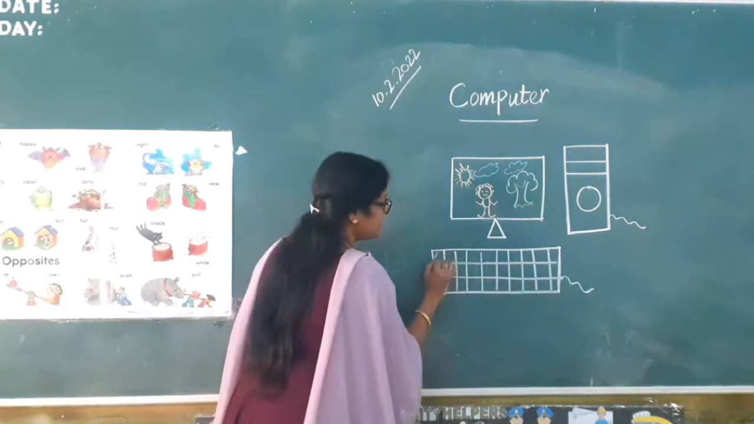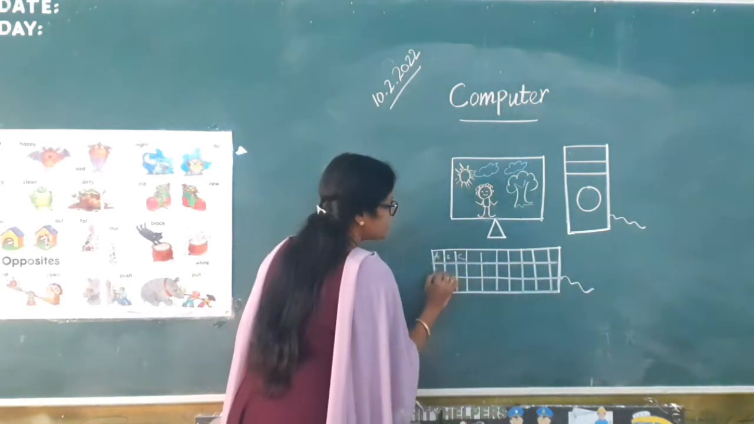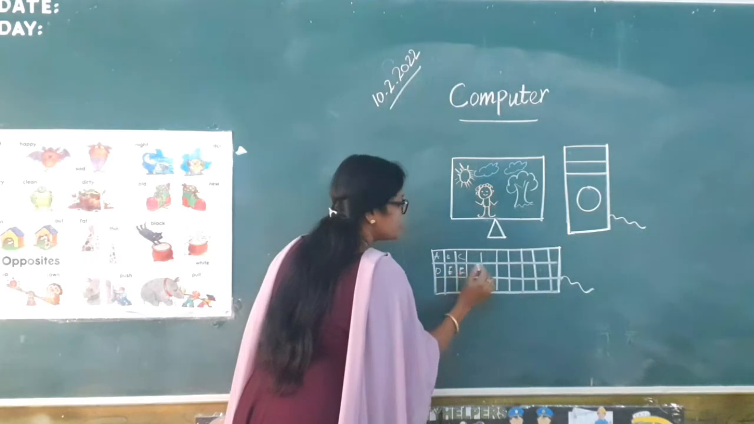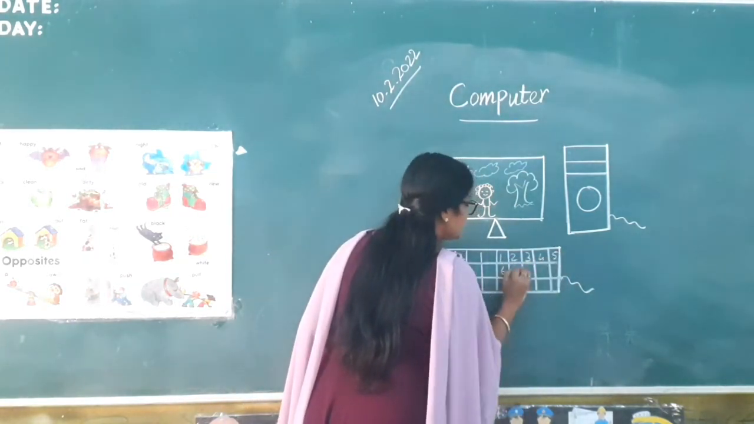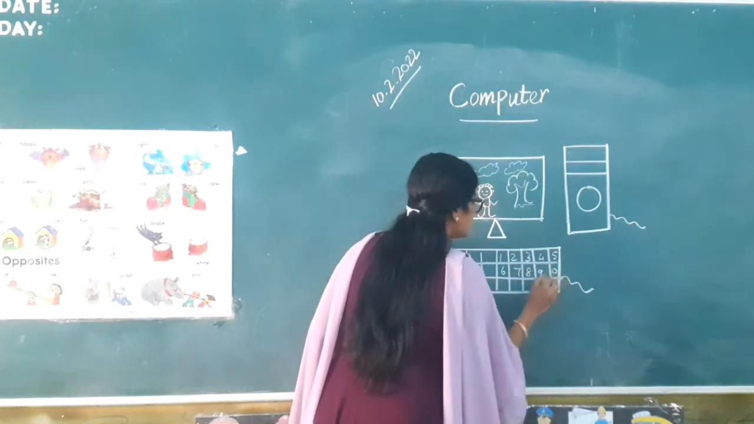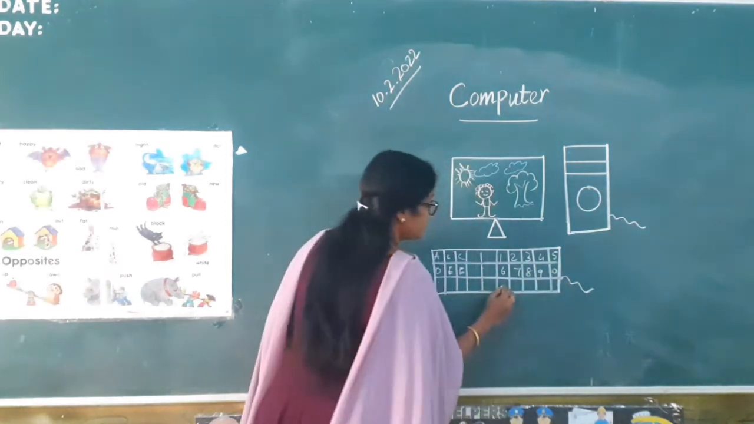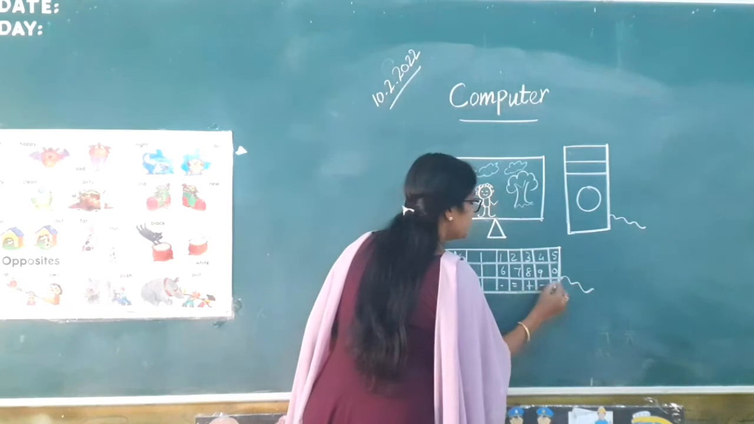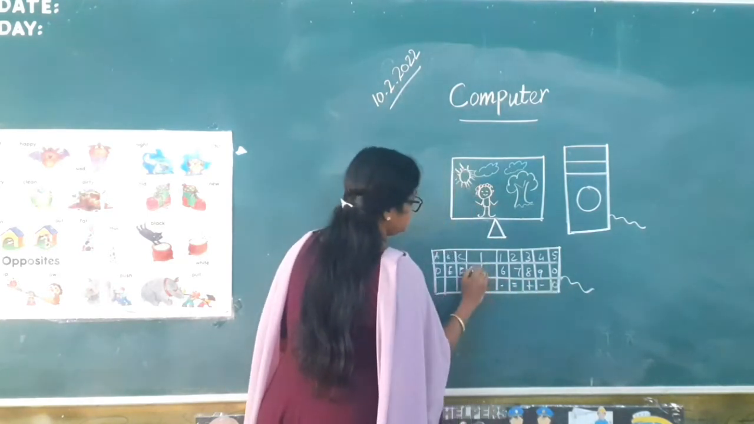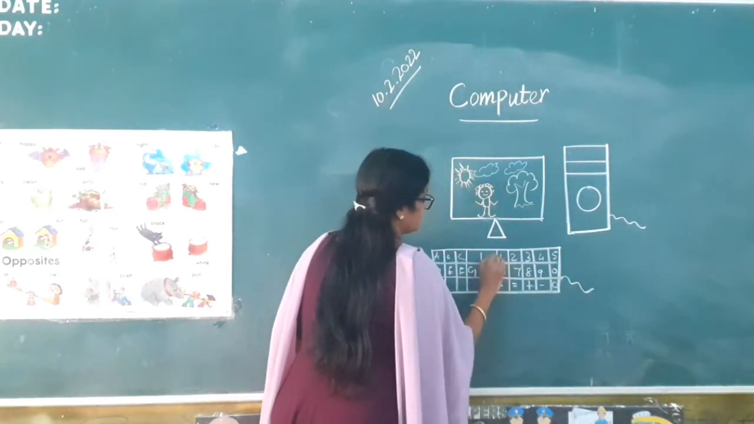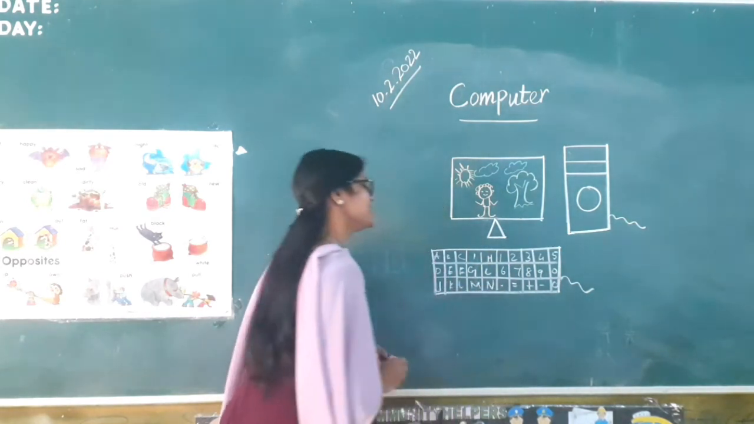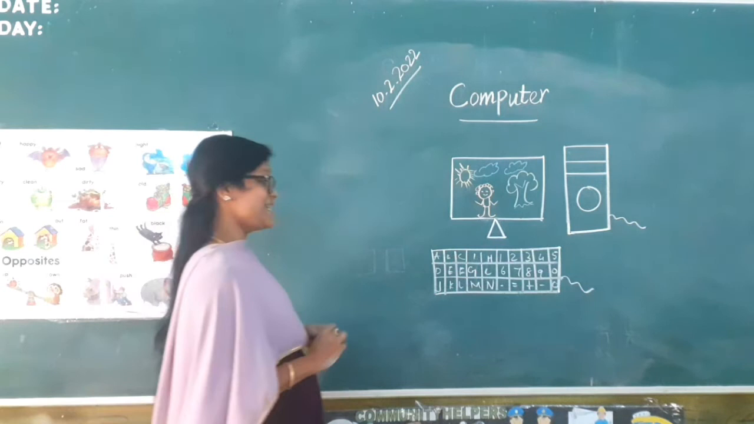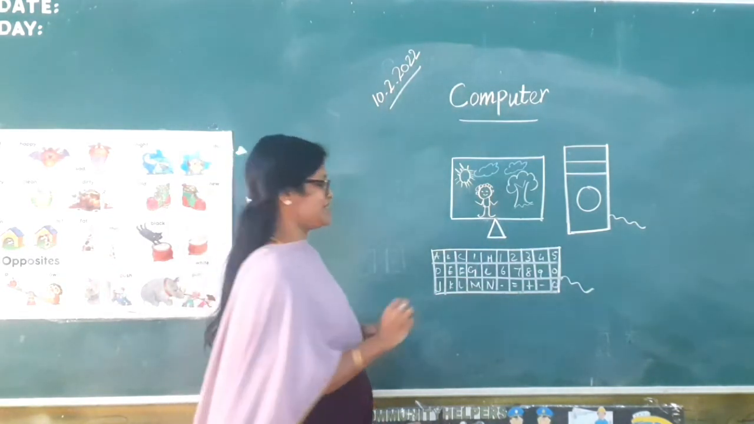The alphabet, the numbers. Children, whatever you wish, you can write. Or else you can look at the keyboard and write. That's it. Keyboard.